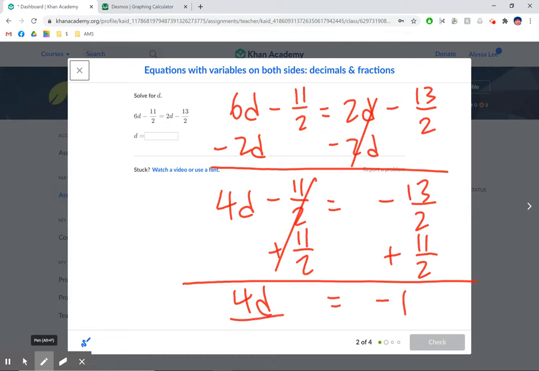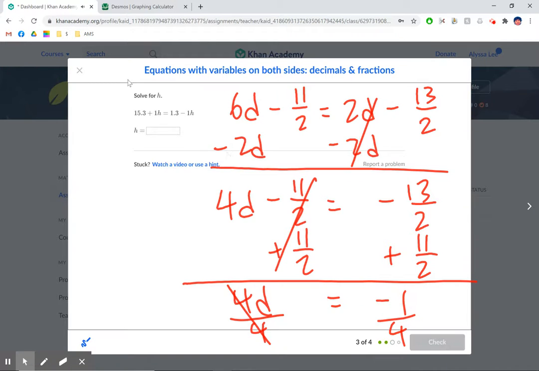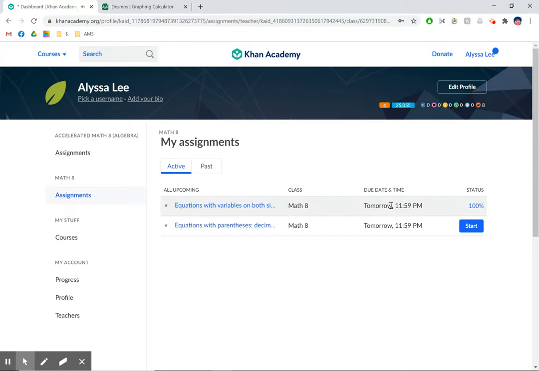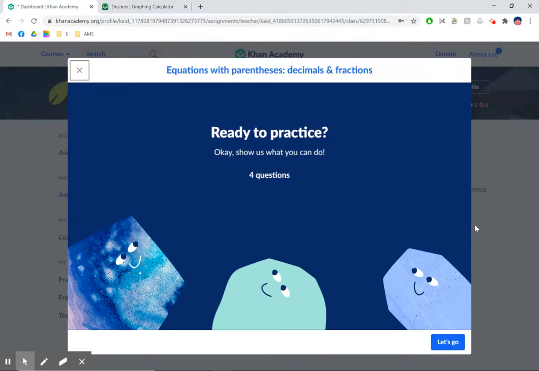Okay, home stretch here. Divide both sides by 4. So your d should equal negative 1/4. Okay. So let's see what we got here. We're going to put that negative 1/4. Okay, so that one's good. Again, I'm going through this fast. Pause if we need to and rewind.